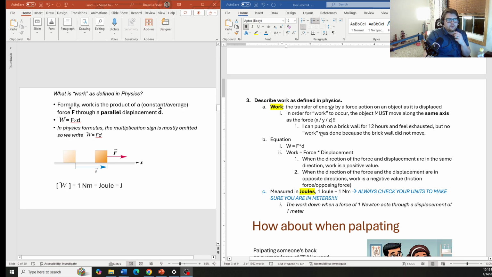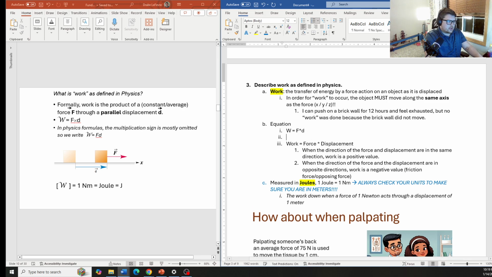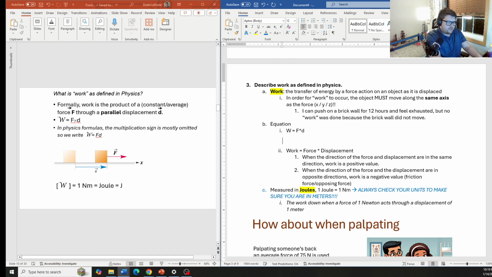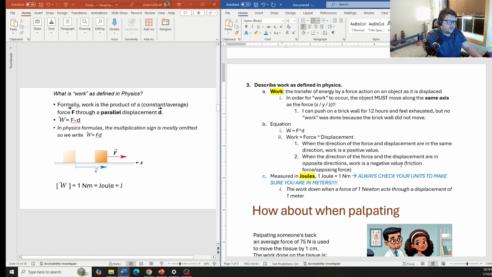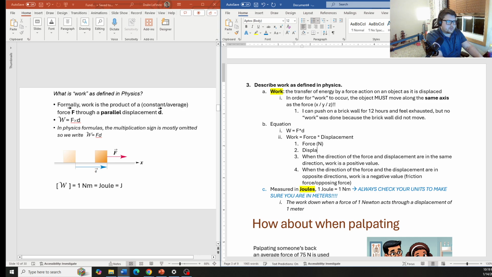The equation that we use for work is work equals force multiplied by displacement. Let's write that: force times displacement. Force is measured in newtons. Displacement is measured in meters. So we always have to be careful. Sometimes they'll give us numbers in centimeters, and so we need to make sure that we convert those to the proper unit of meters anytime we're doing any of these equations.